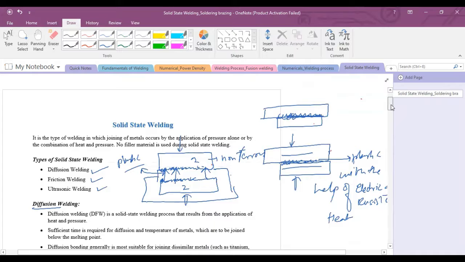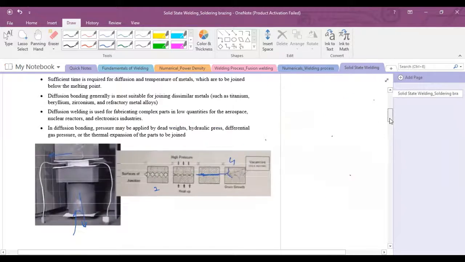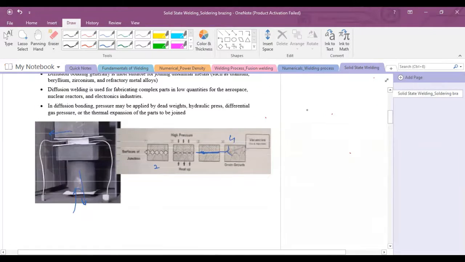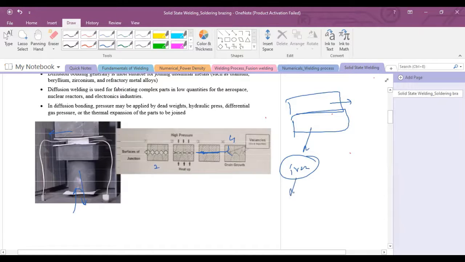I have explained the non-ferrous material. If you want to join two parts which are made up of ferrous material, then you have to place the ferrous parts into the vacuum chamber, because ferrous parts contain iron, and these ferrous materials can react with the oxygen present in the environment. So if both the parts are made up of ferrous material, you have to place the parts into the vacuum chamber. Vacuum can be created by a mechanical electrical pump.